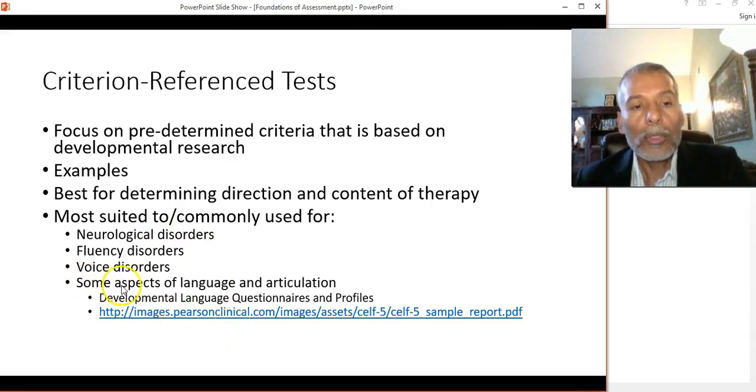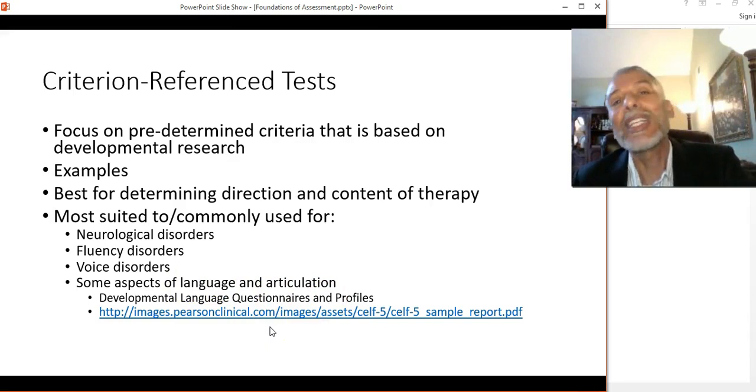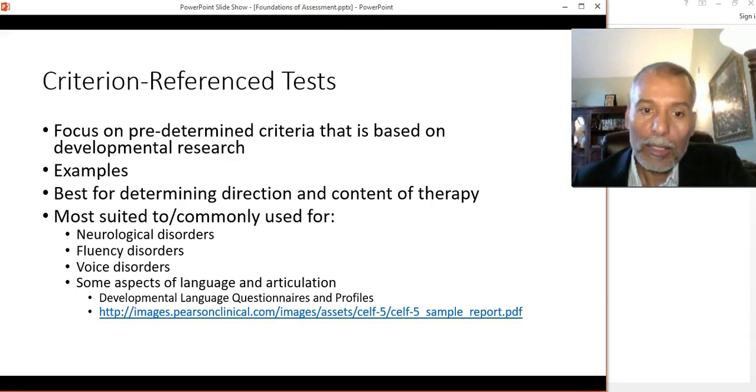So it is also used in some aspects of language and some aspects of articulation. One example is the language sample analysis, like that is based on, let's say, Brown's morphemes, the MLU that you derive. That is basically based on some kind of criteria that was preset, like that a child by 18 months or by 2 years of age should have utterances. The average utterance should have 2 words in it, for example.